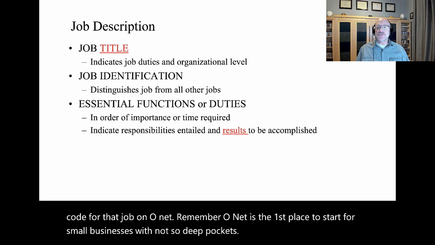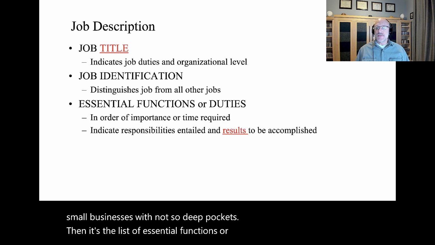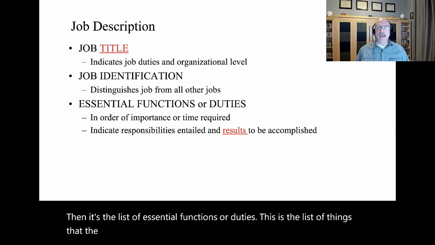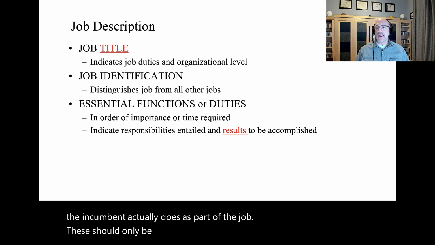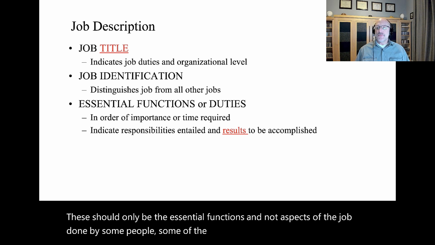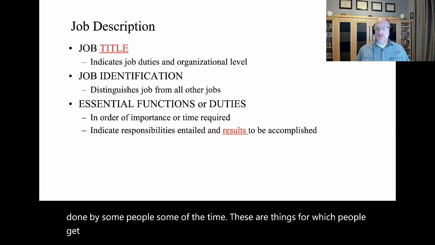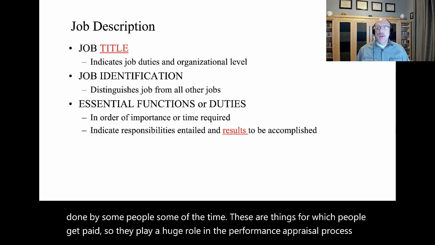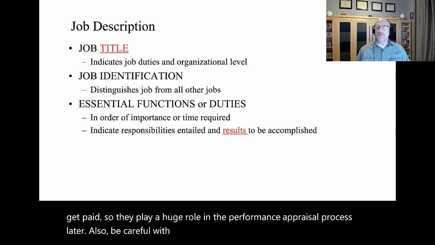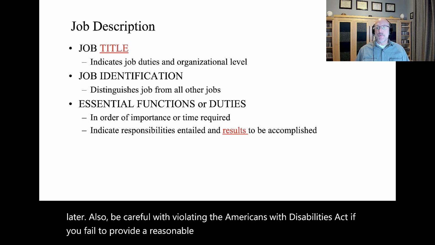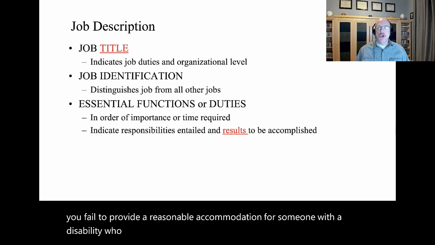Then is the list of essential functions or duties. This is the list of things that the incumbent actually does as part of the job. These should only be the essential functions and not aspects of the job done by some people some of the time. These are things for which people get paid, so they play a huge role in the performance appraisal process later. Also, be careful with violating the Americans with Disabilities Act if you fail to provide a reasonable accommodation for someone with a disability who needs the accommodation to perform the essential duties.